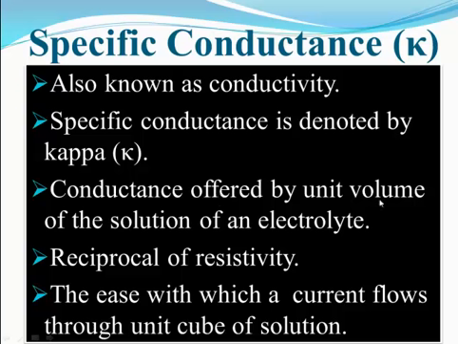Now, specific conductance or conductivity of a solution can be denoted as kappa, and it represents the conductance offered by unit volume of a solution of an electrolyte. So basically, it's the conductance of a solution which is placed between two electrodes 1 centimeter apart and having area of cross section 1 centimeter square. In that case, the volume of the solution involved is 1 centimeter cube. So I'll repeat, specific conductance or conductivity is nothing but the conductance of 1 cm cube or unit volume of a solution. As I pointed out earlier, specific conductance is the reciprocal of resistivity.